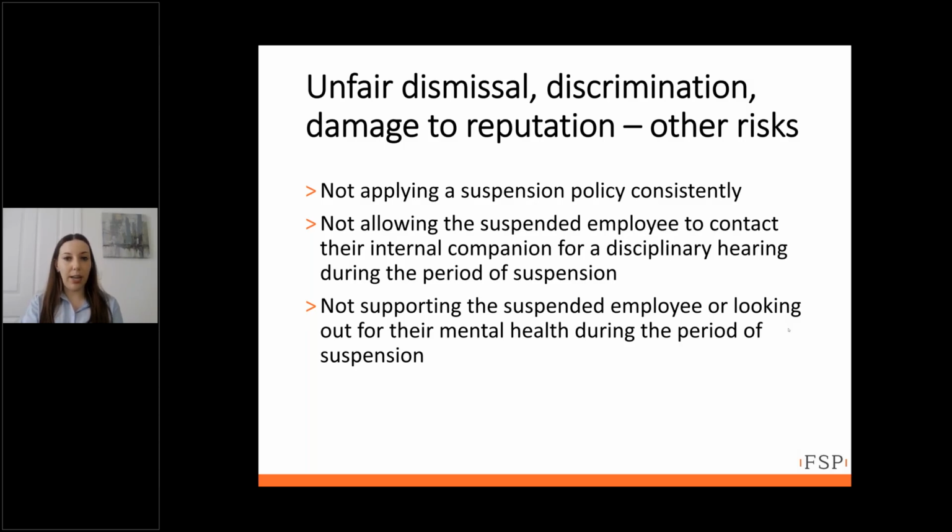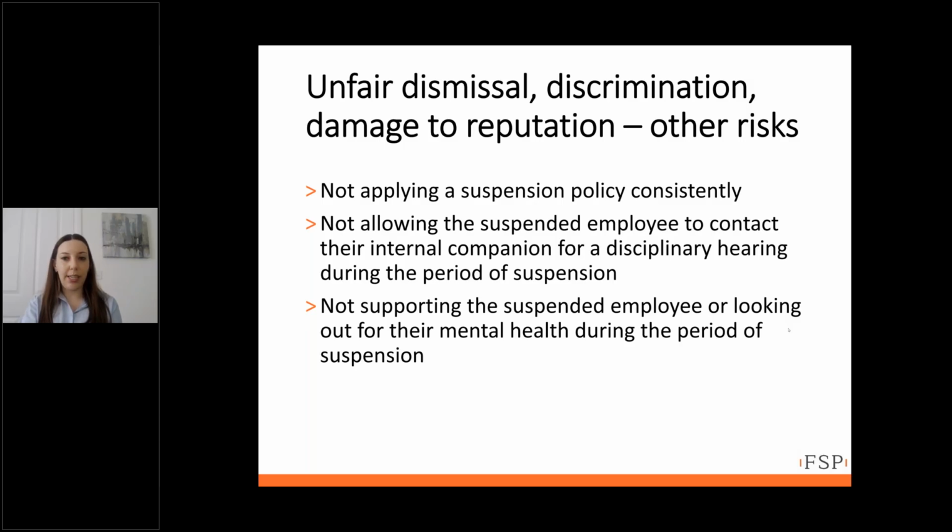And with the second one, Victoria's already mentioned lots of things earlier on that employers should or shouldn't do when carrying out a suspension to ensure a fair process and try and avoid an unfair dismissal claim. But I just wanted to highlight this particular example because it's quite an important one. So employees have the right to be accompanied by a trade union official or a colleague at a grievance or a disciplinary hearing, as I'm sure many of you will already know.